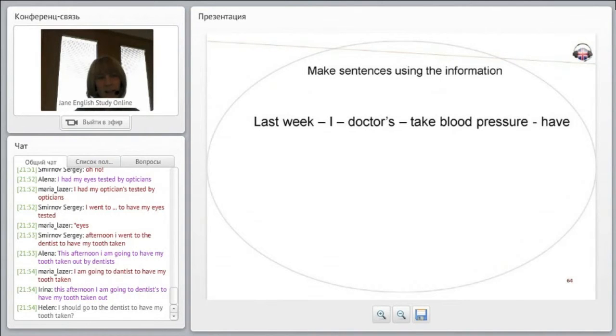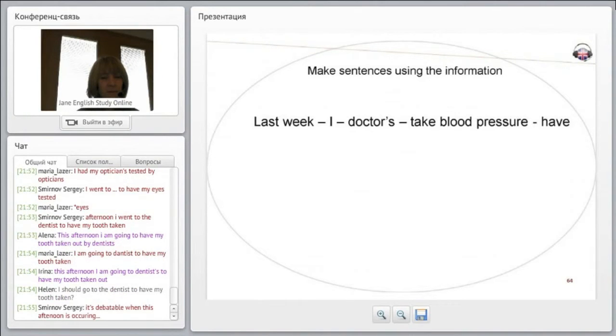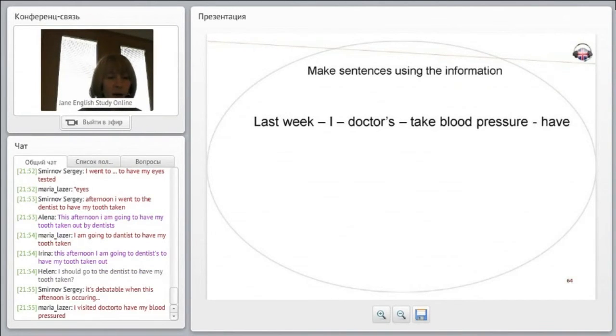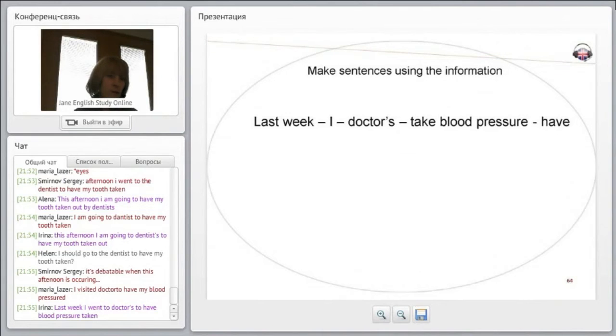Last week, I, of course, this has to be past tense, I went, and then doctors, take, blood pressure, have. How would you construct this sentence? Right, Sergey, it is. So this afternoon, you could say it as future or as past. You're absolutely right. So that's why I didn't say anything about it. It depends on the context. This afternoon, I went to the dentist, or this afternoon, I'm going to the dentist. Either one is correct. Just depends on the context.